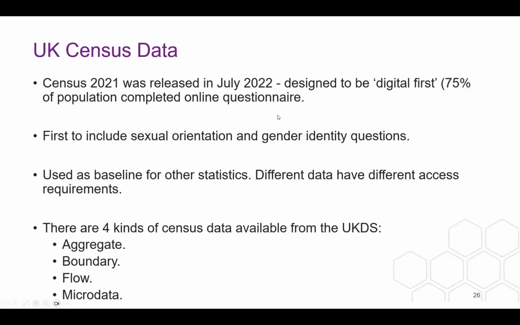We're now going to move to our third data type, which is census data. The census has a long history going back to 1901 and takes place every 10 years. The census data for 2021 was released in July 2022.